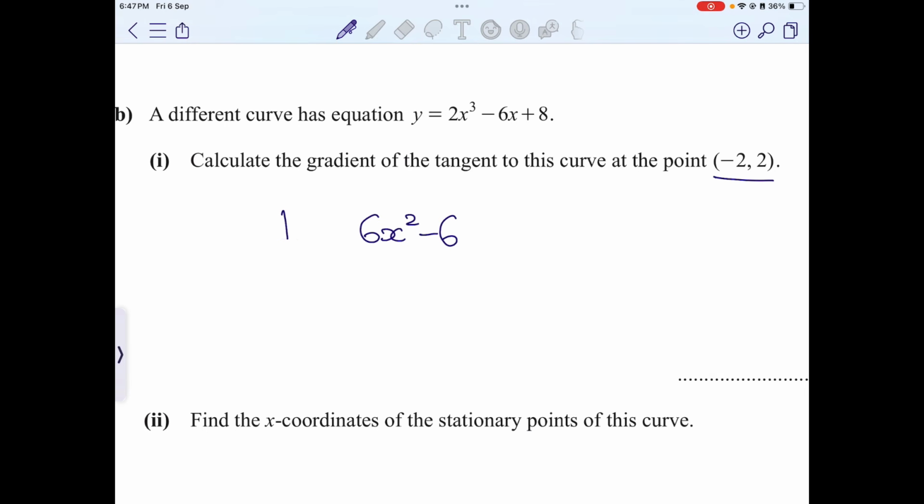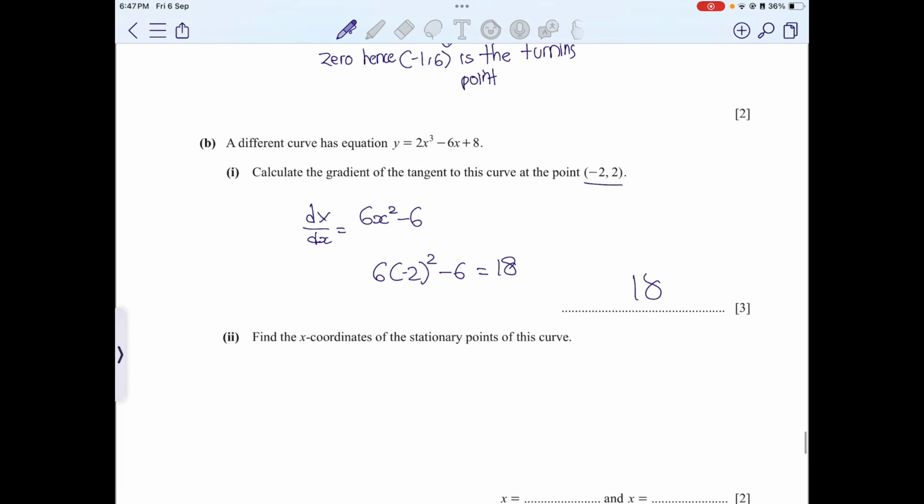So I've got this is the dy over dx, that is the derived function of that equation. If I want to find the gradient at this point, I would simply put the x value. So 6 times negative 2 squared minus 6 is basically equal to 18. So that means the gradient of the curve is 18.